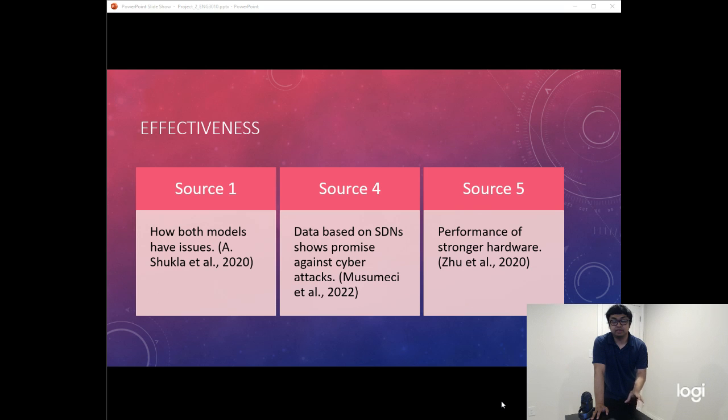Source 4 goes into more detail about this. It shows that because of SDN's virtualization, we can actually switch off nodes during cyber attacks. And finally, source 5 went into specifics on how hardware that is stronger beats multiple weaker hardware, simply put.